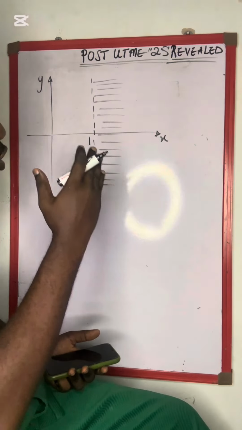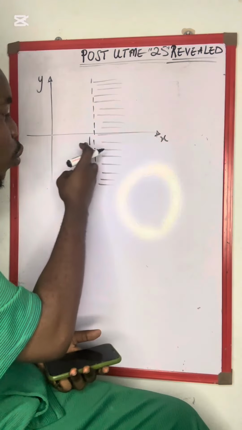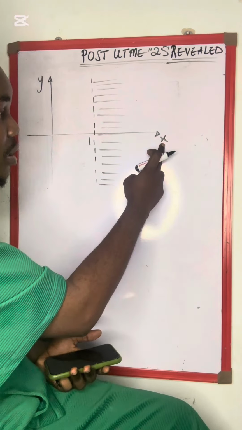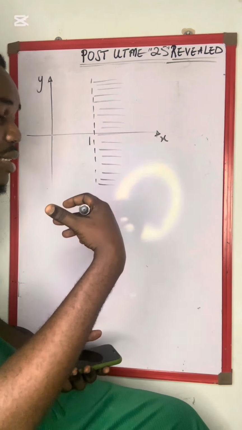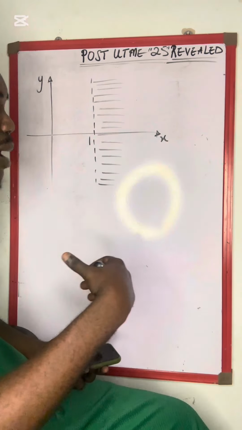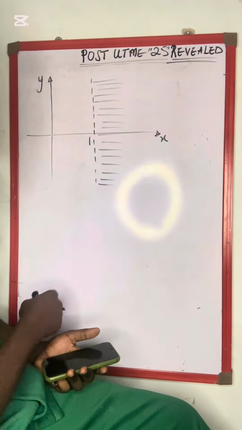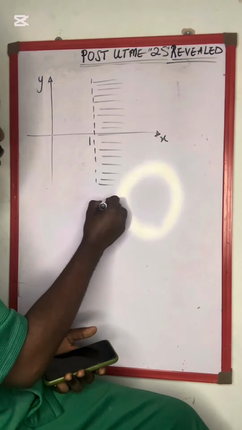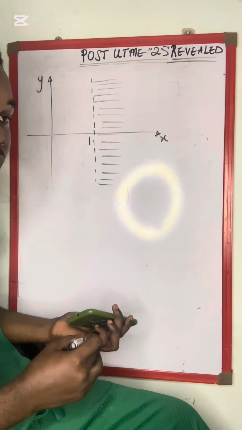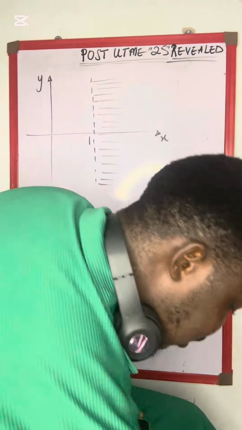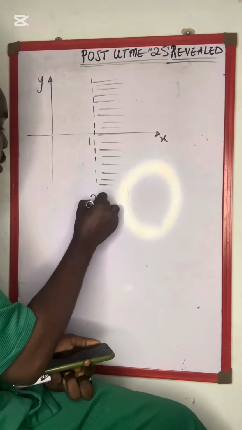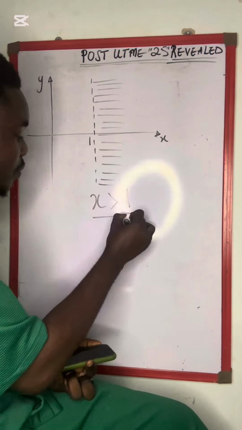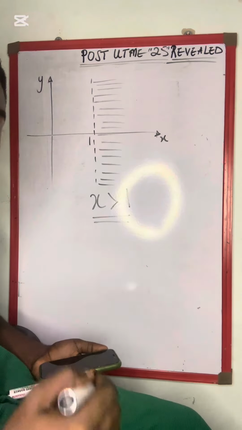But now we have dotted, so we have just less than or greater than. Now, since the shaded part is above the 1 on the x-axis, it means this graph is telling us values that are above 1 on the x-axis. So the answer to this question should be x greater than 1. That should be the answer to this question.